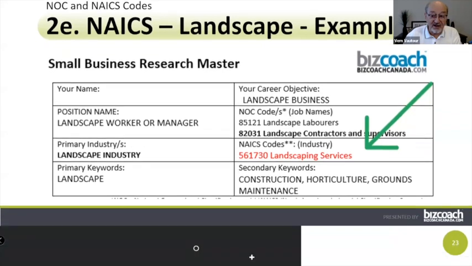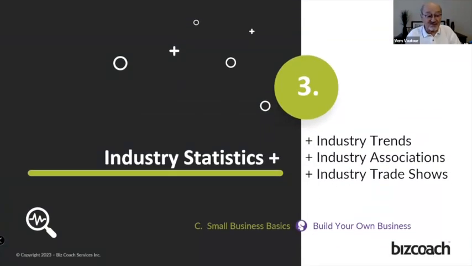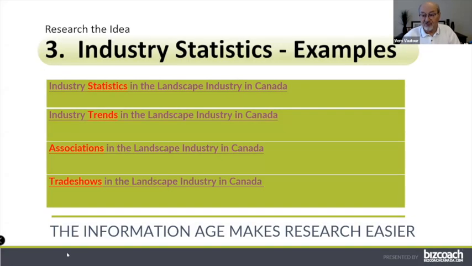Next, we want to look at industry statistics. So we need industry statistics, trends, associations, and trade shows. Why is this important? Well, I'll tell you what. You want to start a business, but the one thing that you really want to find out is, how big is the industry? Is there enough room for me? Are there enough people working in the industry? Are there enough businesses? What does that look like? So one of the things that we'll do is look at statistics, trends, associations, and trade shows.